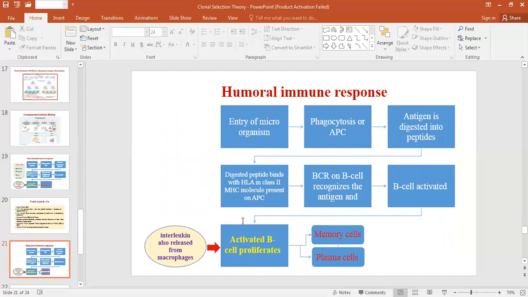The last one is the humoral immune response. After entry of the microorganism, it may be phagocytosed or identified by the antigen presenting cells. Then it will be digested by the endosomes into different peptides. The digested peptides will bind with the HLA, which is the MHC2 specific antigen, human leukocyte antigen, and then bind with the B cell receptor and activate the B cells. The activated B cells will proliferate and produce two different types of cells, memory cells as well as plasma cells. The plasma cell will produce antibody. B cell activation and proliferation can also take place by the interleukins released by the macrophages.